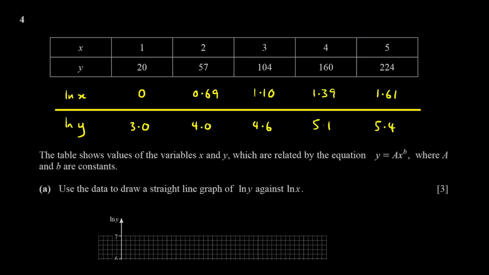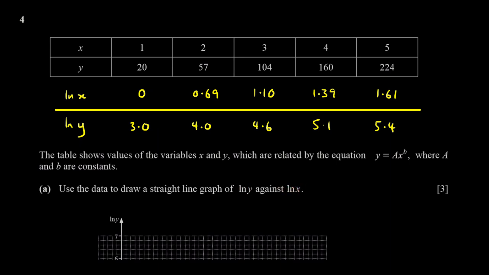Okay, we're in question 4. The table shows values of the variables x and y, which are related by this equation here, where a and b are constants. We want to use the data to draw a straight line graph of ln y against ln x.